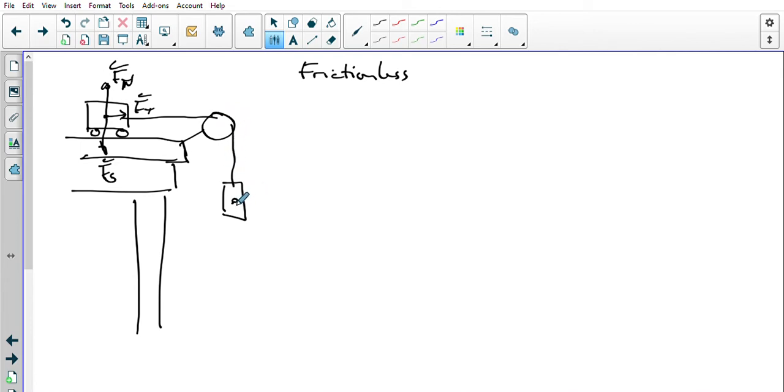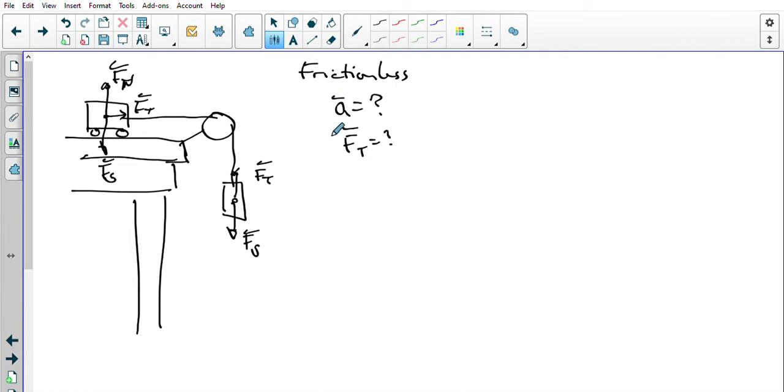So then on this object, we're going to have a force of gravity going down. We no longer have a normal force. Up here we have a normal force because the normal is perpendicular to the surface. Here it's hanging, so there is no normal force, but what we have now in this case is a force of tension. So we're going to be solving this the same way. We're going to solve for the acceleration, and then we're going to solve for the tension.